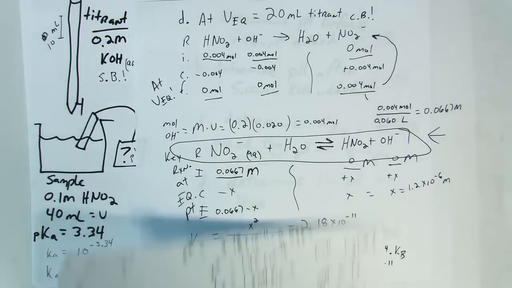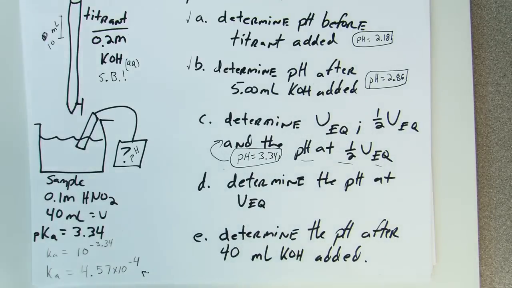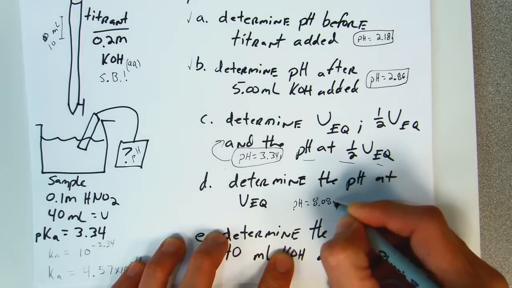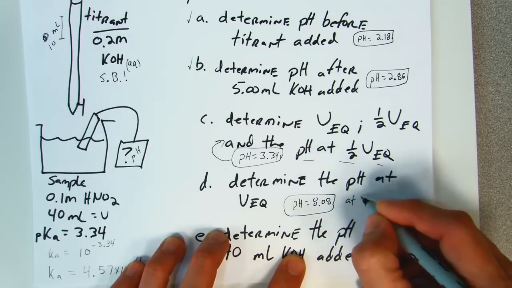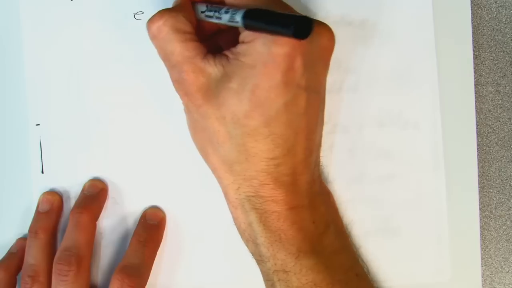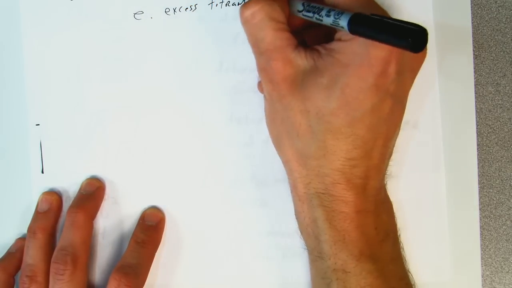Alright, so we've got one more point for this sample problem. The last point is point E. So this one had a pH of 8.08 here. It's a little bit basic at the equivalence. But we got one more. What is the pH after 40 mLs has been added? I'm going to call this the excess titrant region, because now we've over-titrated.